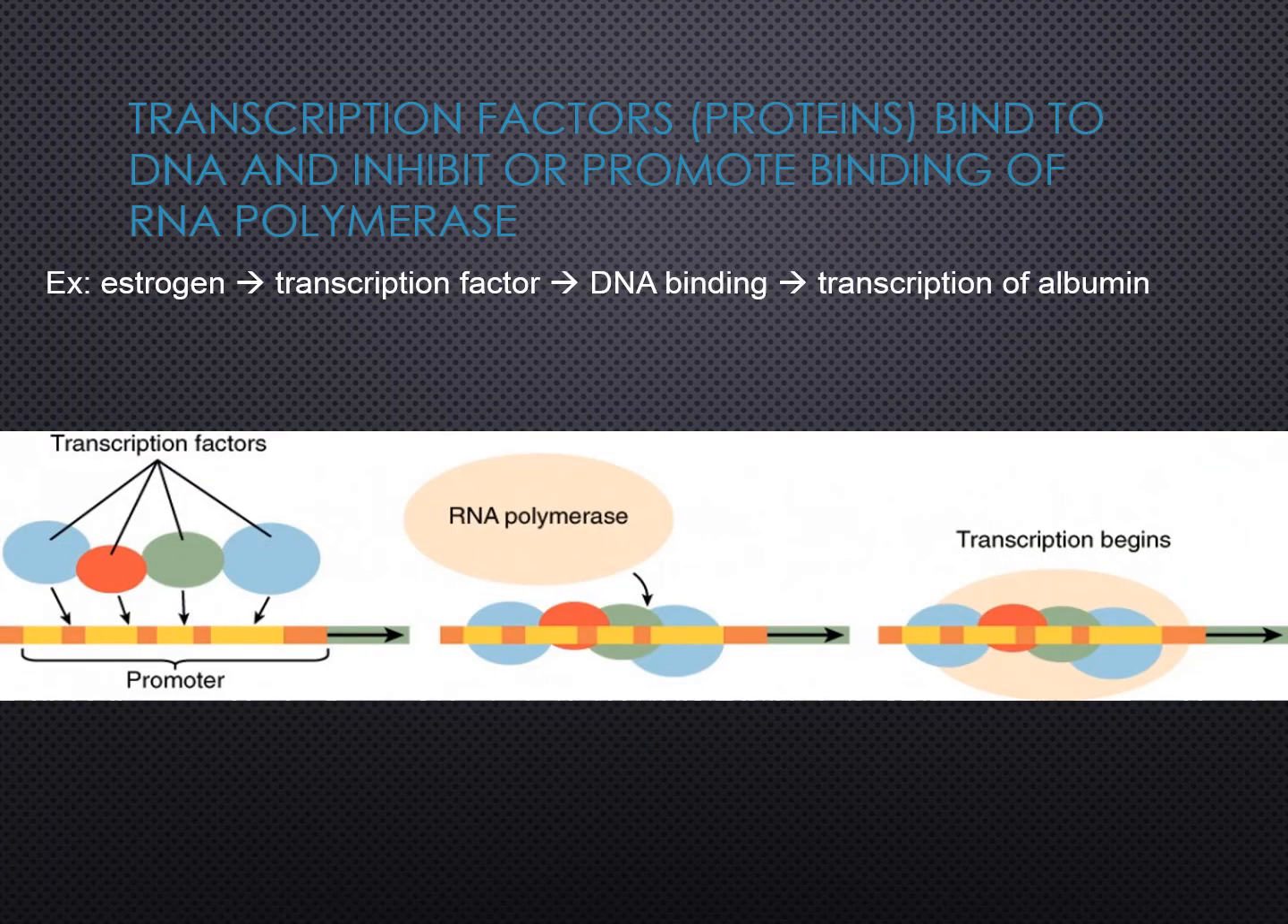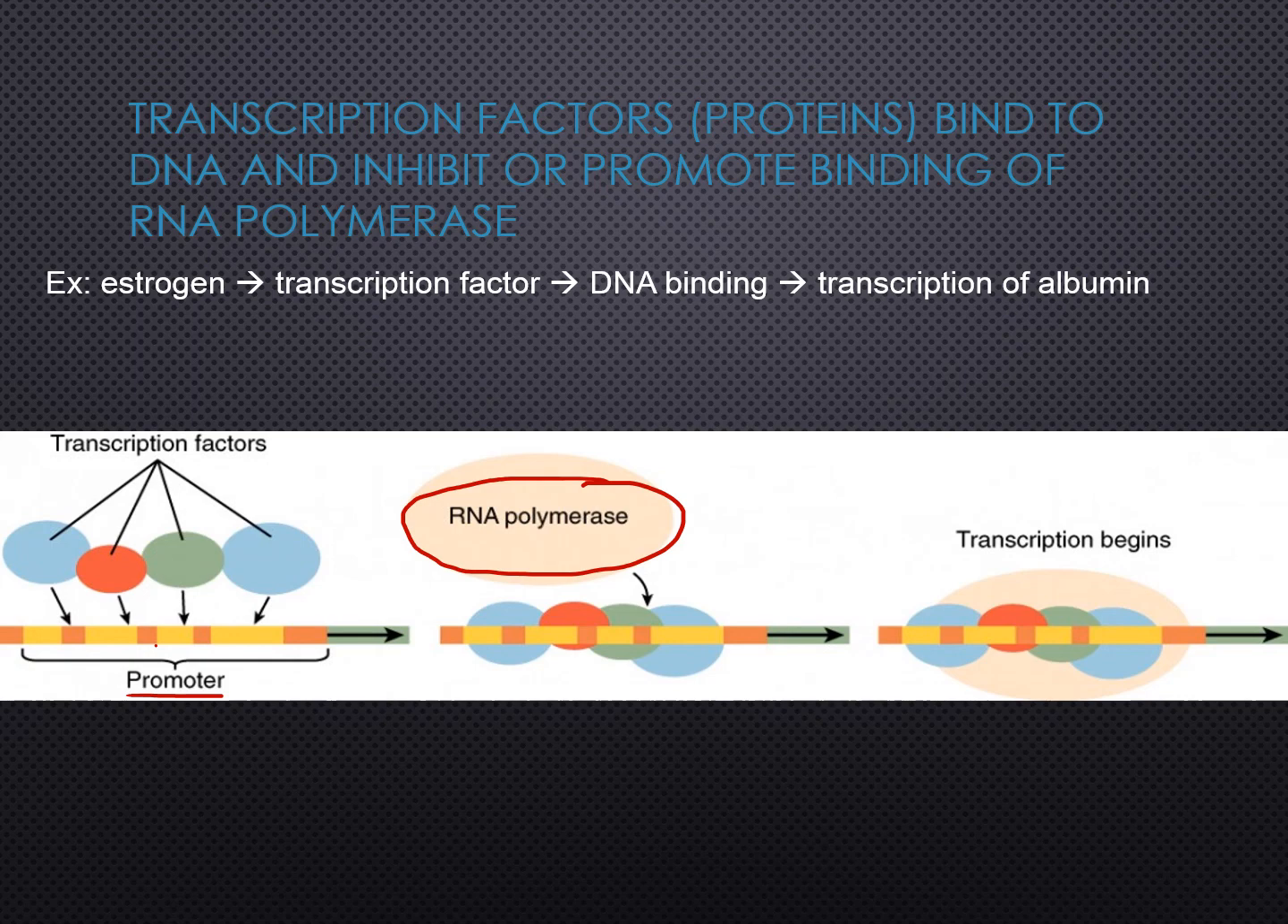Transcription factors. These are usually proteins. They bind to DNA and inhibit or promote binding of RNA polymerase. So this is a way to turn on or turn off a gene. Let's take a look at this diagram first. Remember that in DNA, there's a region called the promoter. And the promoter basically will promote the binding of RNA polymerase. When RNA polymerase has bound, it will then start transcribing the gene.